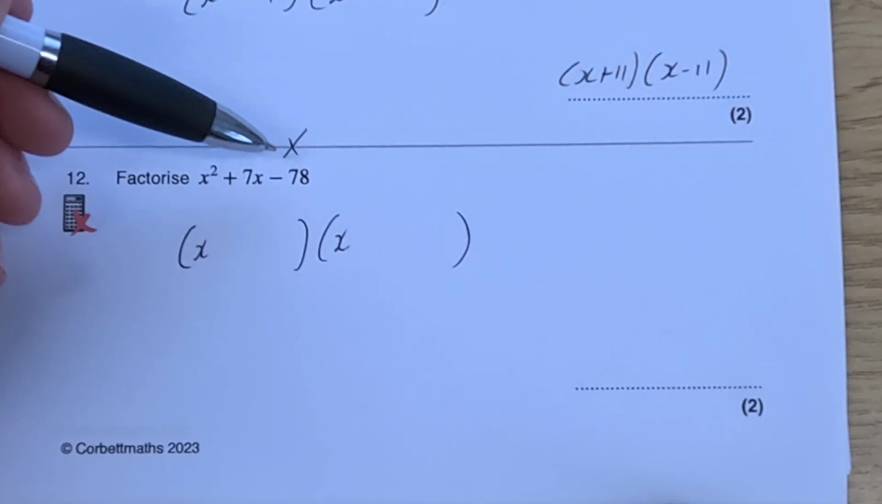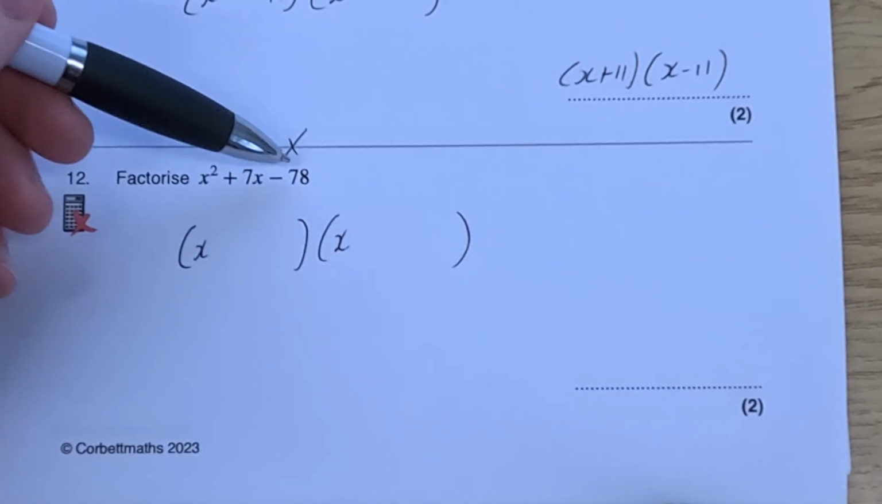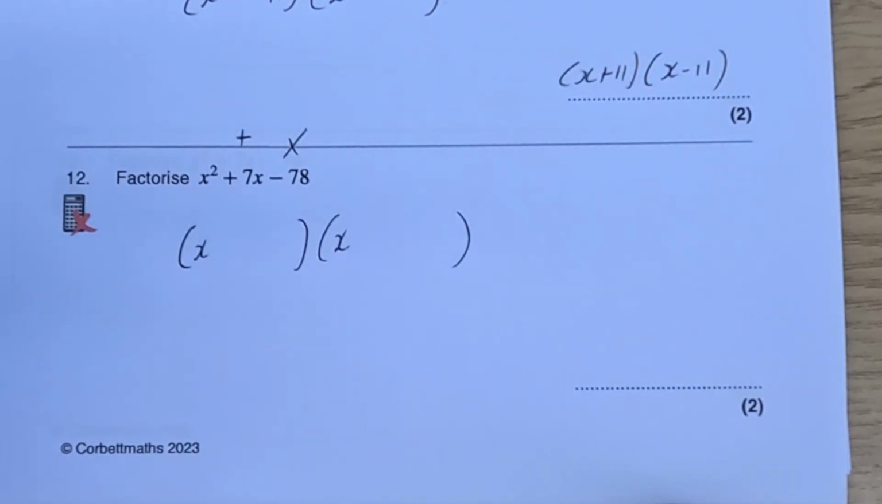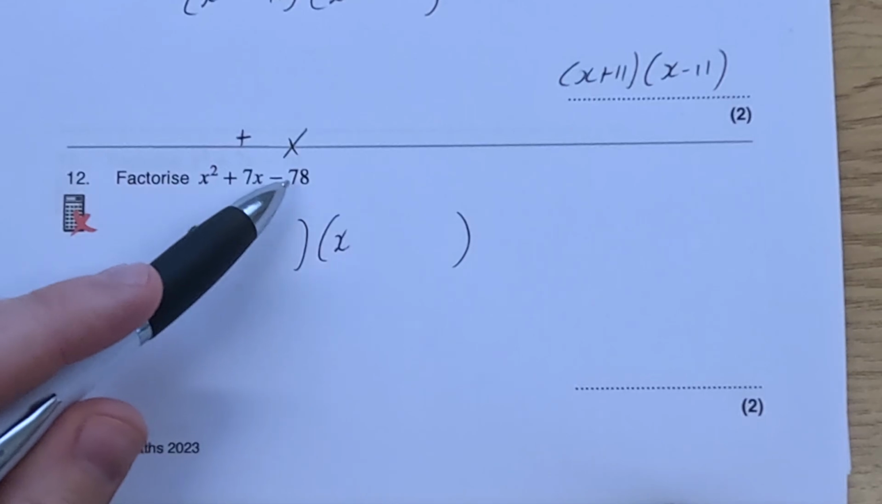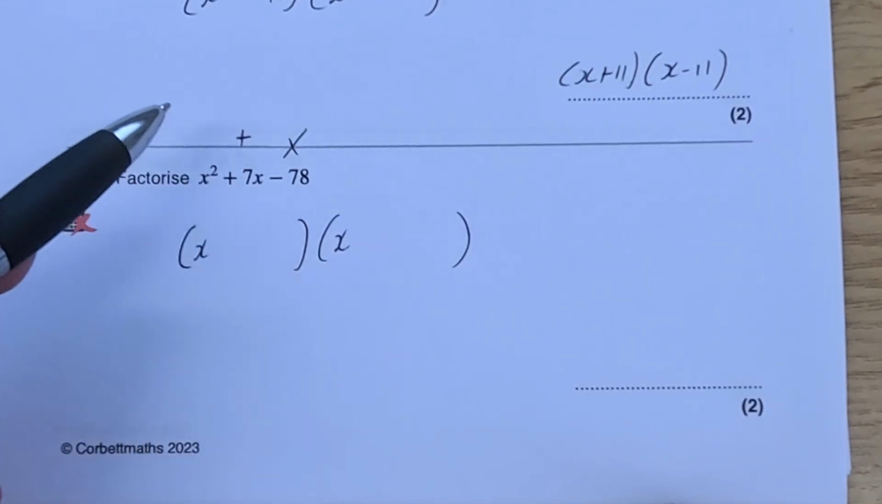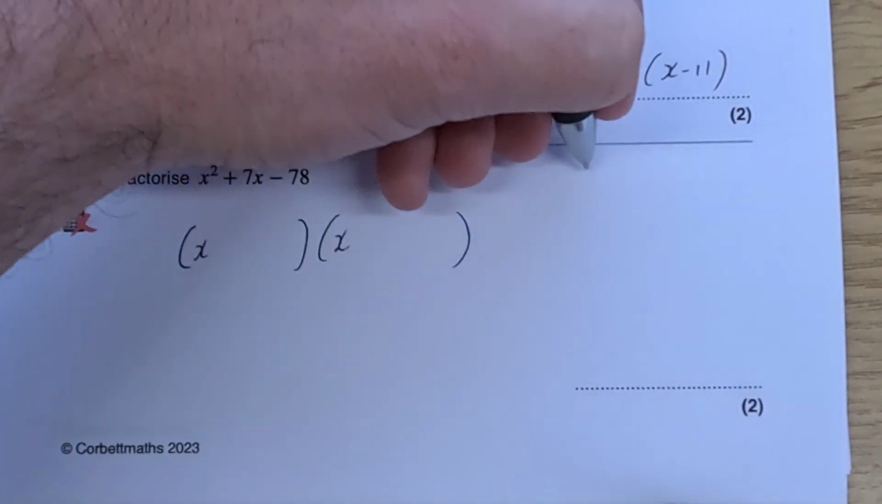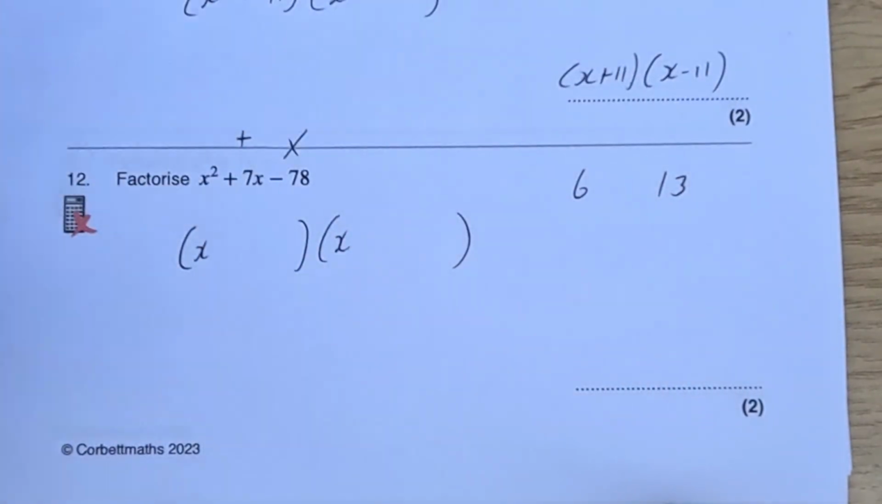So we want to find two numbers that when we times them together, we get minus 78, and when we add them, we get 7. Now, in terms of 78, I know that 72 is in the 6 times tables, so 78 would be in the 6 times tables as well. And 6 times 12 is 72, so 6 times 13 is equal to 78.